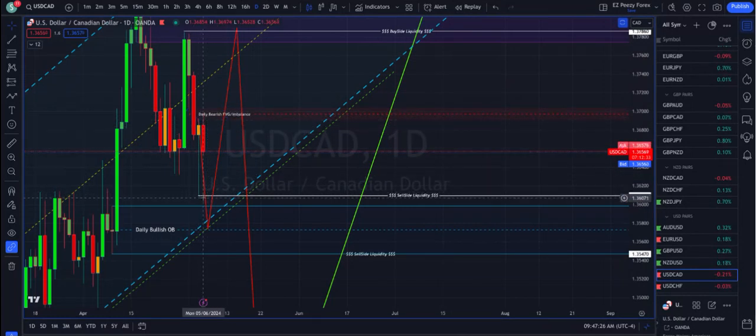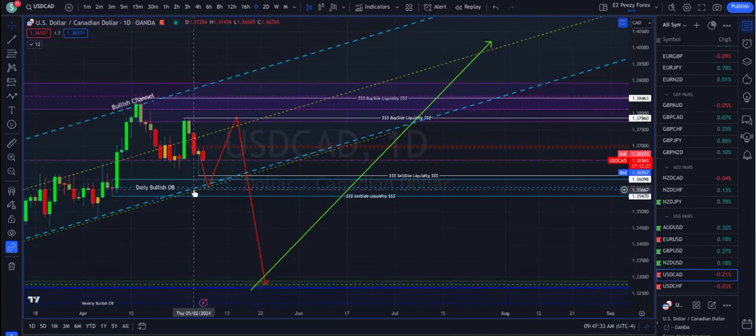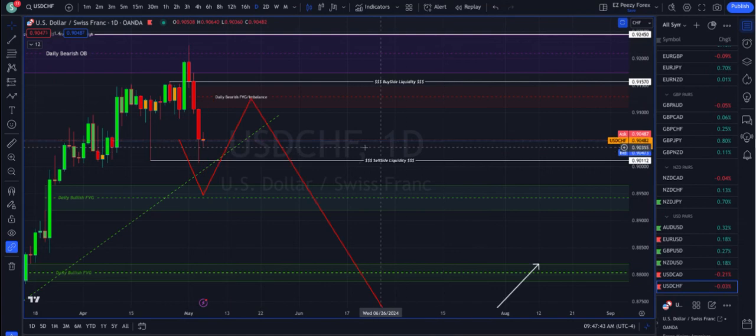I think it's going to come down here, take out this low, come inside this bullish order block. We'll have a bounce, especially if it's continuing to be bullish. Definitely can expect a bounce up, a pretty nice bounce, right? And then we'll sell again somewhere in here, all right? And let's go to USD Swiss franc.